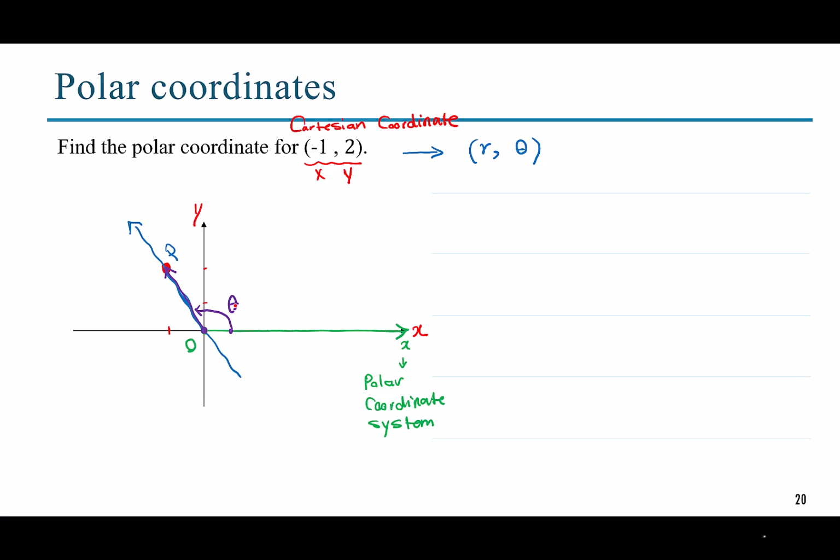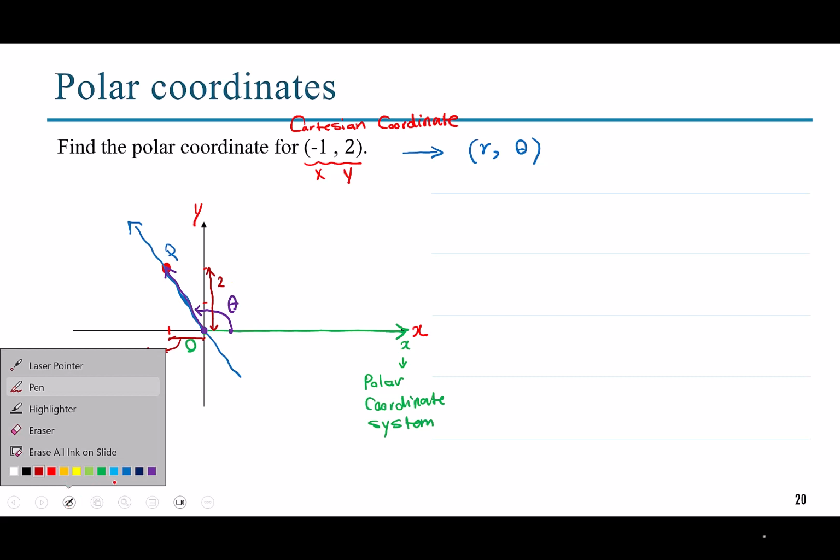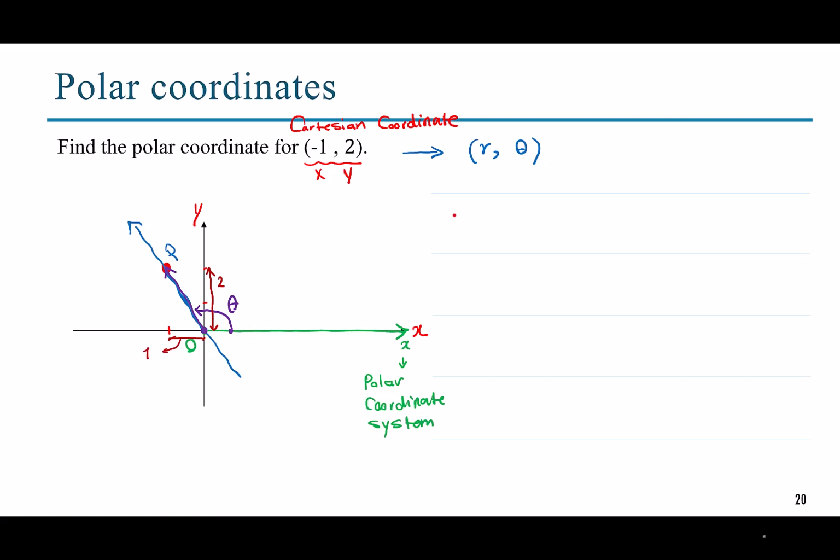What is this theta? Let's write the geometry here. This is 1. This is 2. So if I'm looking for that angle theta, theta is going to be this angle, which is pi over 2 plus this angle. Let's call it theta 1. So my theta is pi over 2 plus theta 1. Now let's find theta 1. What is this angle theta 1?